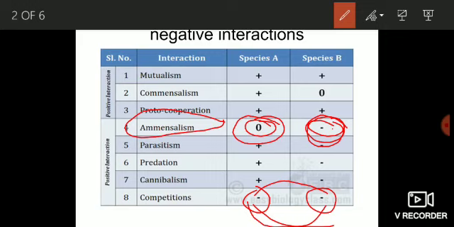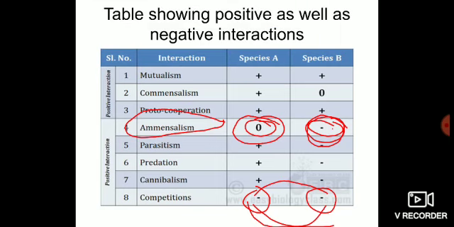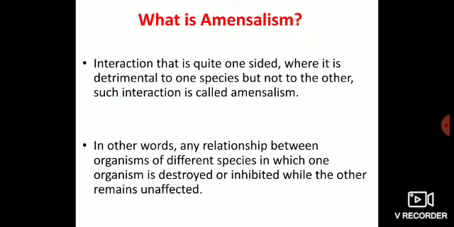So you can say that Ammensalism is a type of competition in which the competitive effects are quite one-sided, in which only one species is negatively affected and the effect on the other species is so small that it can be considered as zero. And this type of interaction is known as Ammensalism. Okay? Here you can write down the definition of Ammensalism. Interaction that is quite one-sided, where it is detrimental to one species but not to the other, such an ecological interaction or population interaction, whatever you like to say, that is known as Ammensalism.